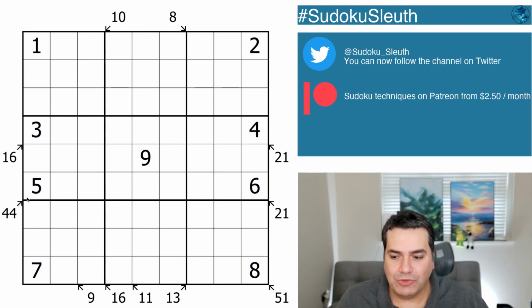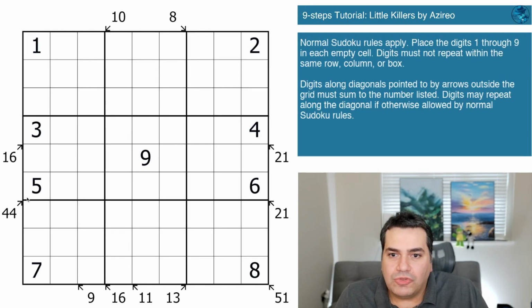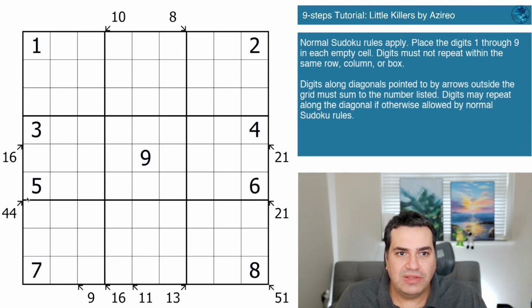Not really much of a preamble today, so we're going to get started pretty much by looking at today's puzzle. Today we have 9 steps tutorial Little Killers by Azireo. Something I just noticed, looking back at the puzzles we have solved on this channel, is that we have not solved any Little Killer Sudoku variant puzzles to my knowledge. We ended up using it in, I think it was yesterday's Colorado 2 puzzle, where essentially you end up with all of these arrows and diagonals that give you a clue as to something that you need to do to help solve the puzzle.